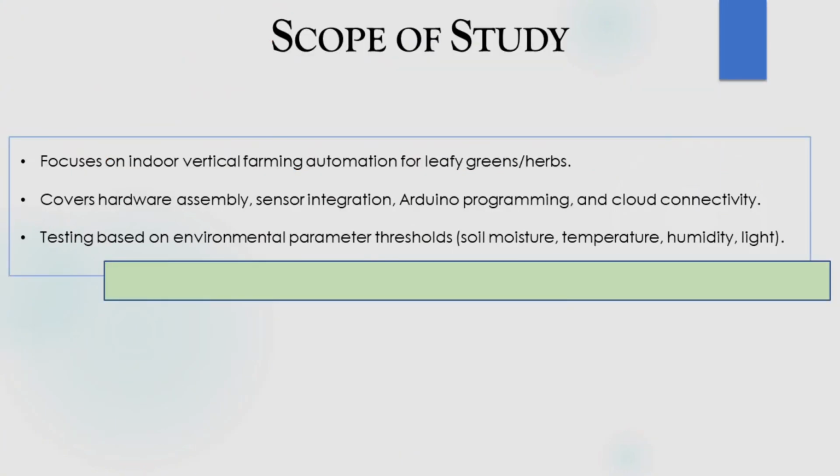The study focuses on indoor vertical farming automation for leafy greens and herbs, including hardware assembly, sensor integration, Arduino programming, cloud connectivity, and system testing to ensure everything is in order and can function per its intent.